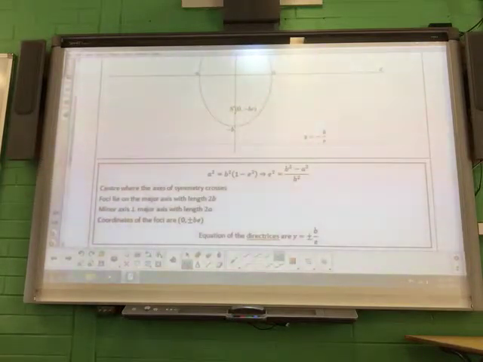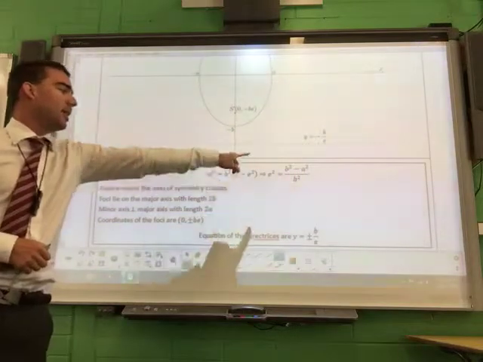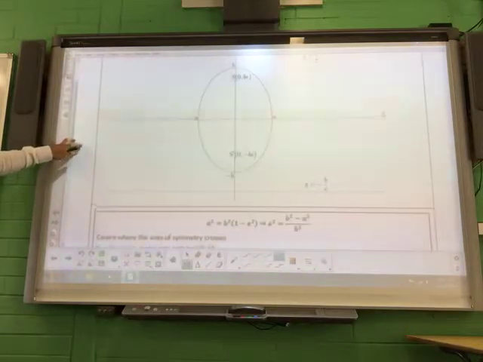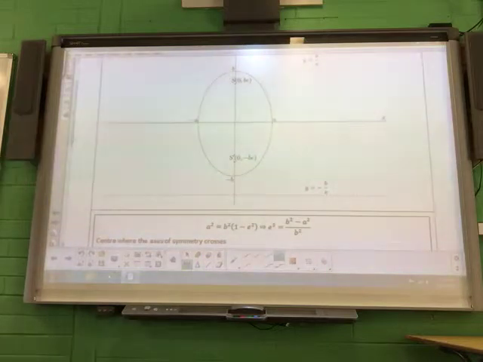Alright, so with a similar proof, I can show that the eccentricity is going to be b squared take away a squared all over b squared. Okay, same axis symmetry where the centre is. The foci lie on the major axis. Because the value for b is greater than a, the foci are going to lie on that vertical axis.